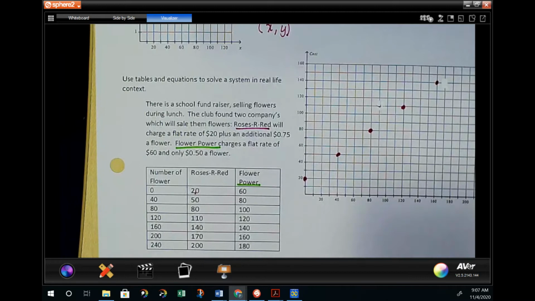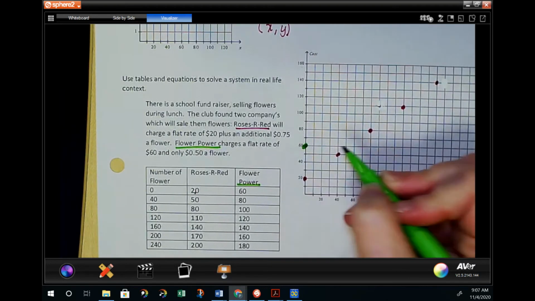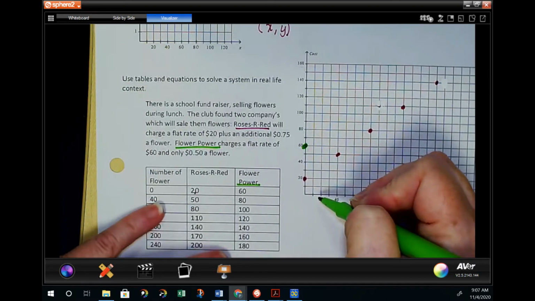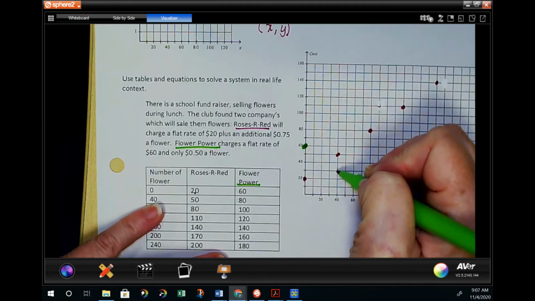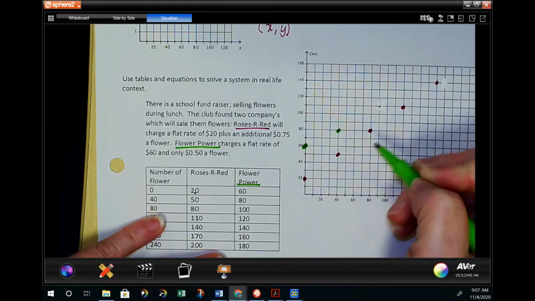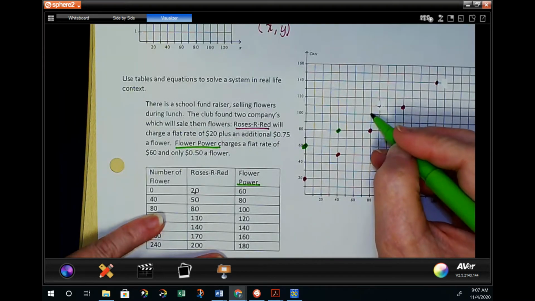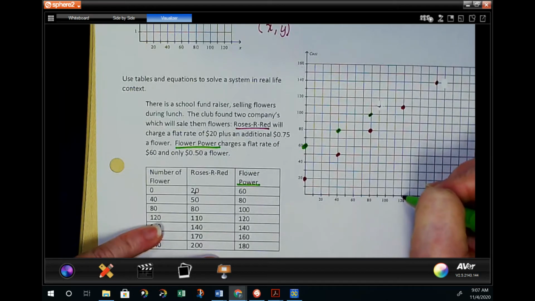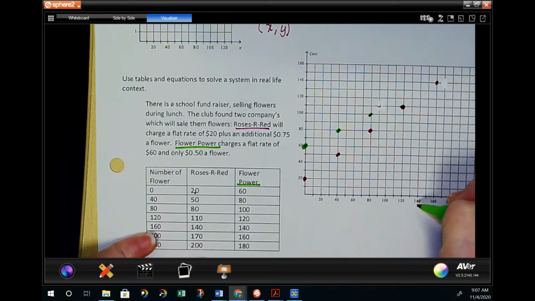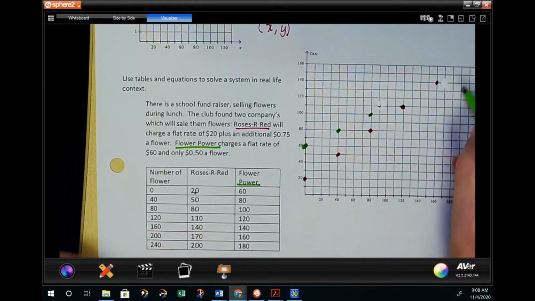So for Flower Power, that y-intercept is at 60, and then I'm going to go through and graph those dots. So at 40, I'm at 80. And then at 80, I'm going to go up to 100. And then at 120, oh, they're the same. And then at 160, and you're going to go through and keep graphing all of your data.